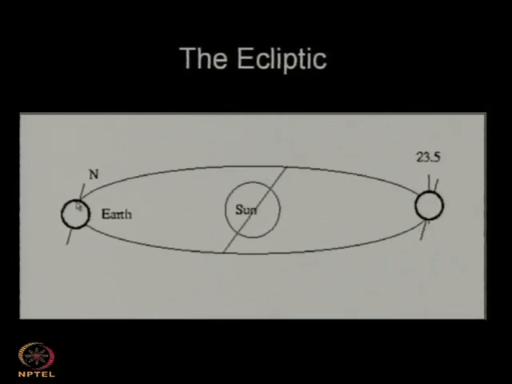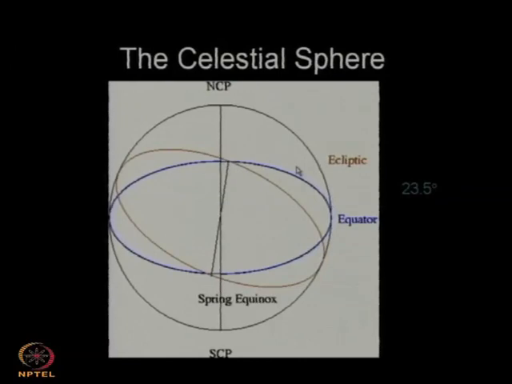So there are these 4 positions which are particularly important. So this is winter, this is spring, this is summer, and this is autumn. Now we are interested in how this appears from the earth. Sitting on the earth, what does it appear like? That is what is of interest to us.